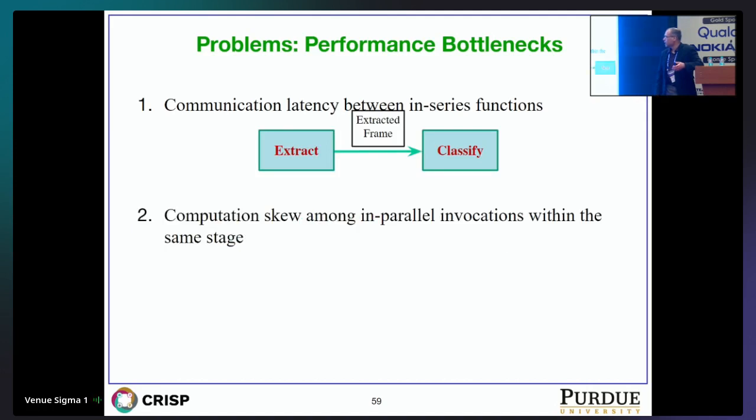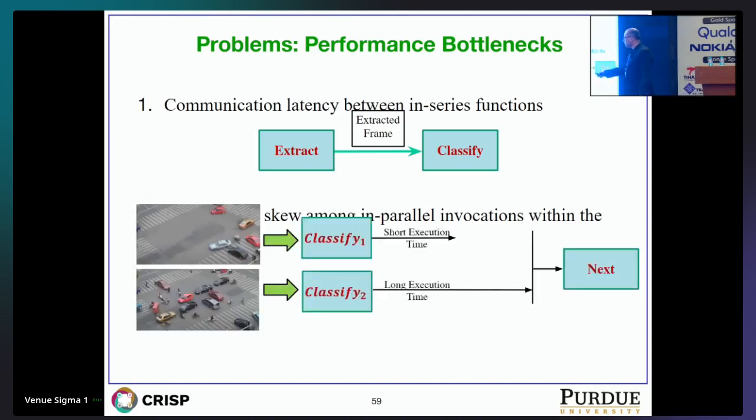The serverless world has some somewhat esoteric problem context to it. For example, the different functions in a serverless DAG cannot directly, point-to-point, communicate among themselves. They have to communicate through an external storage layer. And if you have parallel invocations of multiple functions in the same stage, if you have skew in those invocations, like classify 1 has a short execution time, classify 2 has a long execution time, then it'll be fairly obvious to you that this may really mess up your end-to-end execution latency.